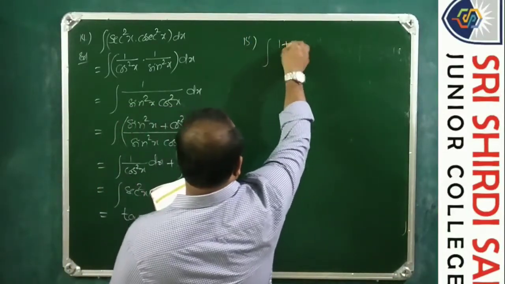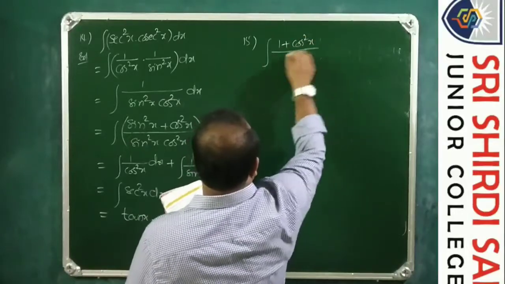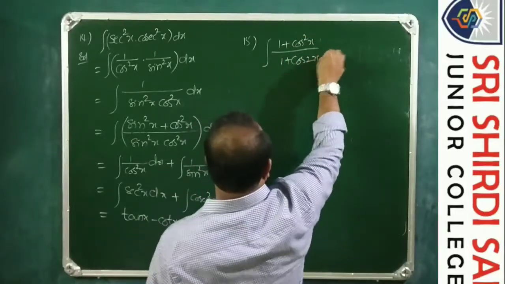The next question is integral (1 + cos² x) by (1 + cos 2x) dx.